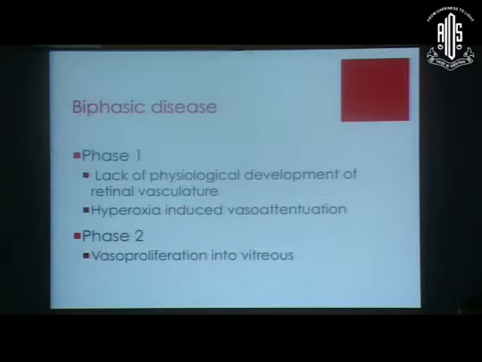Then comes phase 2 as a response to this ischemic retina, and this can occur anytime between 3 to 4 weeks after the birth. And this is characterized by vasoproliferation. The vasoproliferation can be normal, in which case normal vascularization takes place, and the child doesn't develop ROP. But ROP is characterized by anomalous or abnormal vasoproliferation from the retina instead of going into the normal retina as it should go.